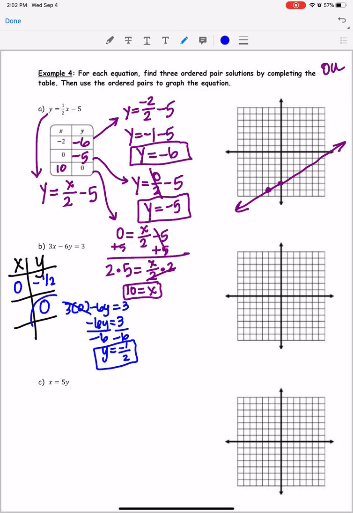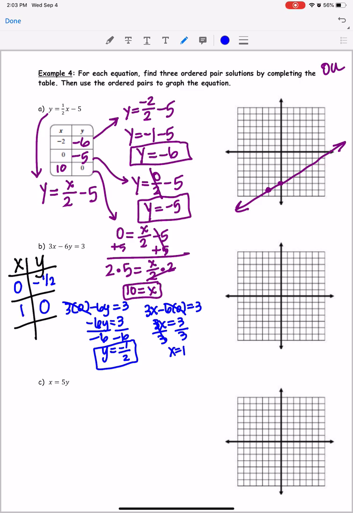So now let's go to when y is 0. So we've got 3x minus 6 times 0 equals 3. Again, 0 times anything is 0. That cancels, so I'm left with 3x equals 3. Divide by 3, and we get x to be 1. So that's my second ordered pair.